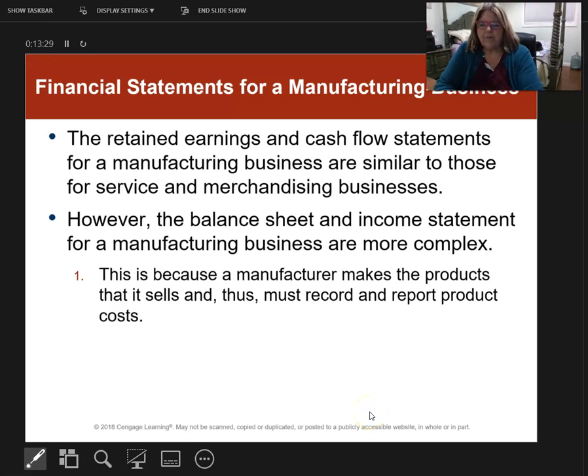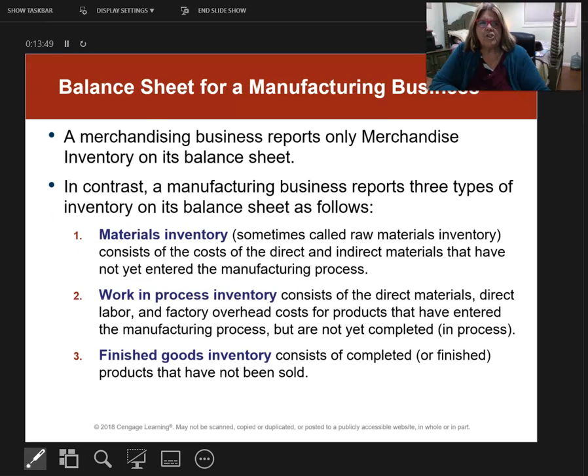And finally, for chapter 15 or chapter 1, depending on which book you're using, we're going to look at the financial statements for a manufacturing business because they're a little bit different. Just a little bit different. So we need to look at the balance sheet and the income statement. They're a little bit more complex. They have more information. So let's start with the balance sheet first.